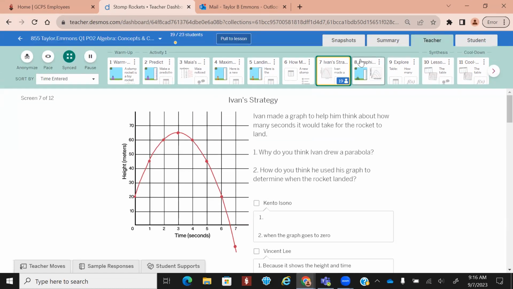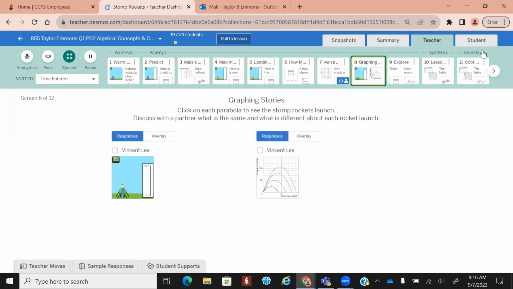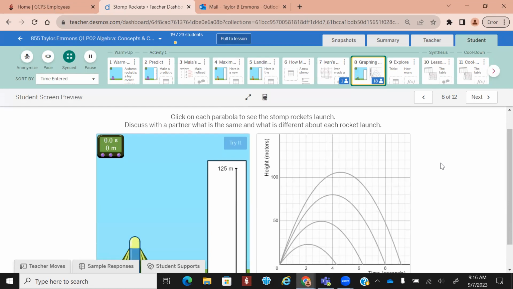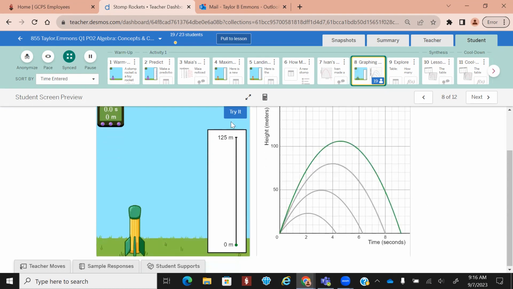Okay, answers. All right, slide 8. On slide 8, it says, click on each parabola to see the rocket launch. Discuss with a partner what is the same and what's different. So here are the different graphs. You can literally hit try it.